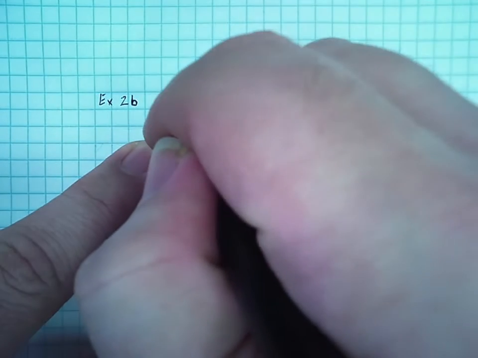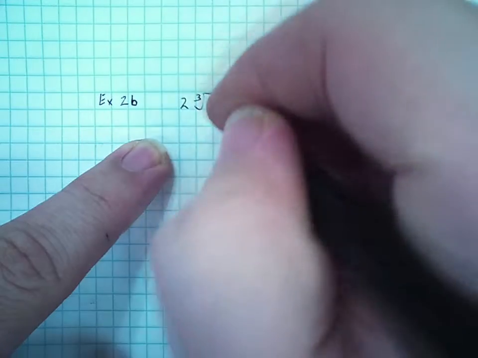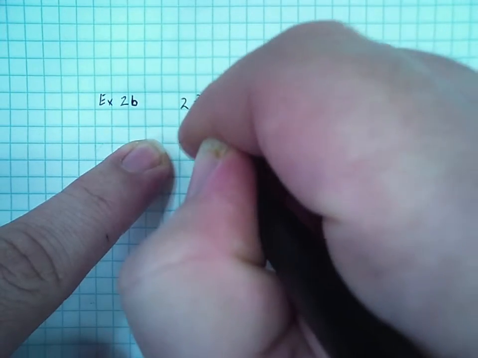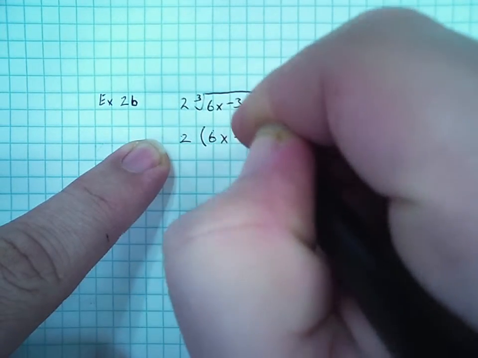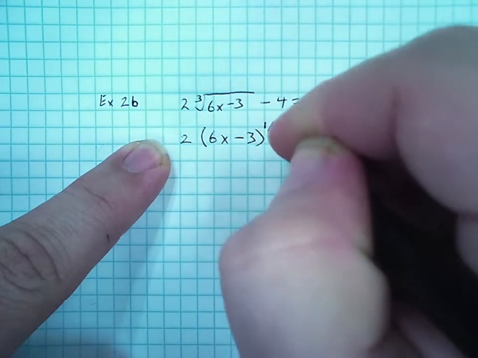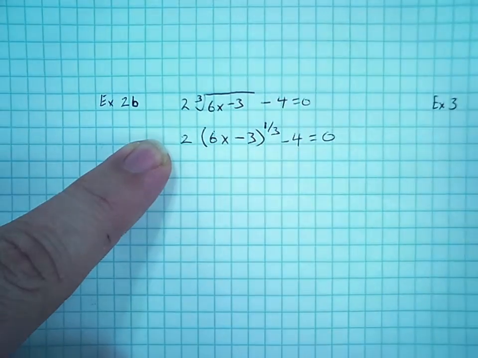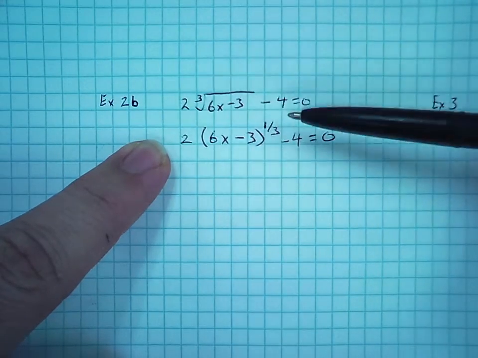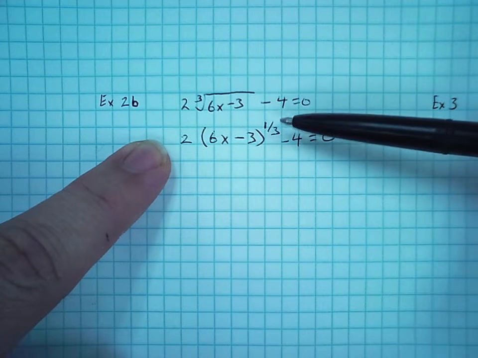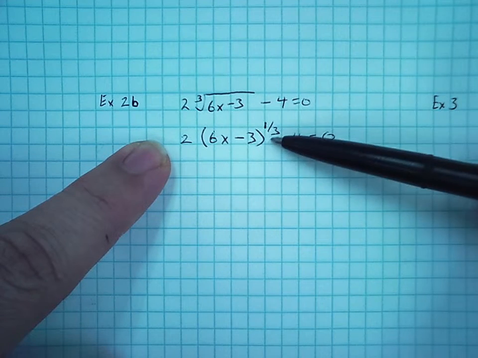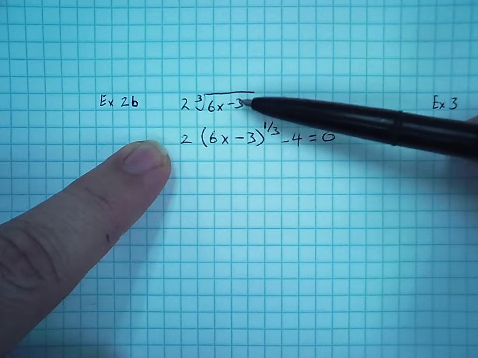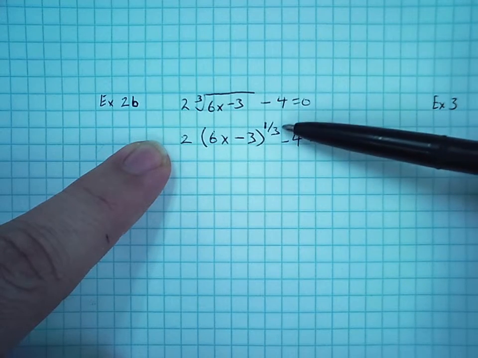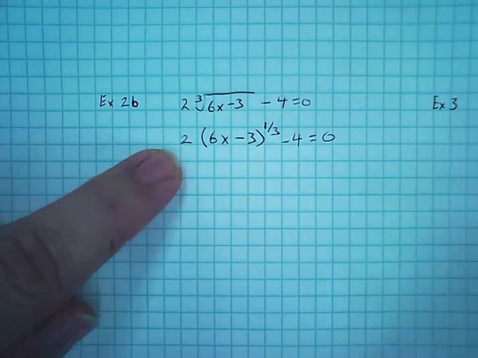I'm also going to point out that this is the radical notation. If you have a fractional or rational power, that means the same thing. The cube root is the same as the 1/3 power. So if you see a situation that looks like this, the solution method is going to be the same as this. The radicals and the fraction powers are the same.